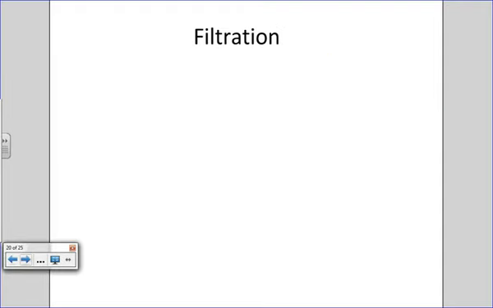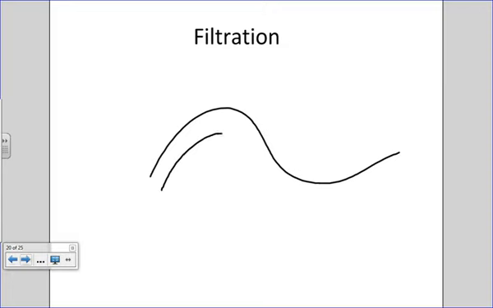All right, now filtration. Okay, now filtration. What this is, we're talking about filtration. We're talking about basically fluids here. All right, so let me set this up here.